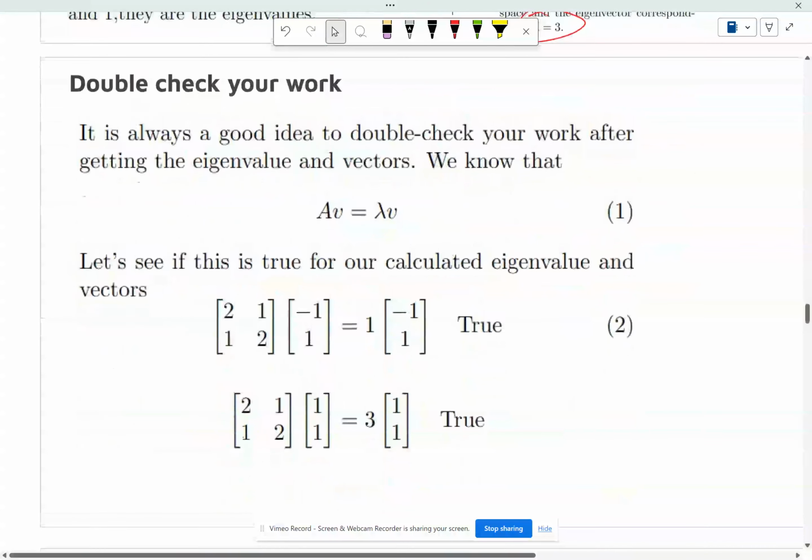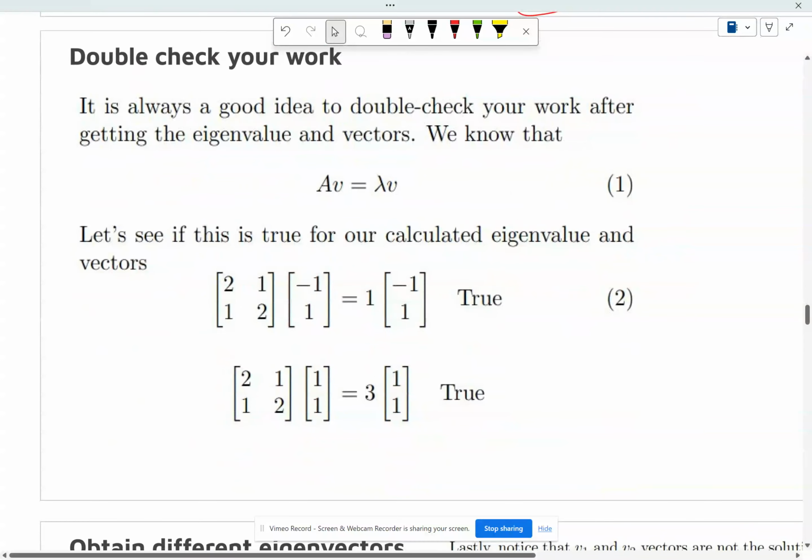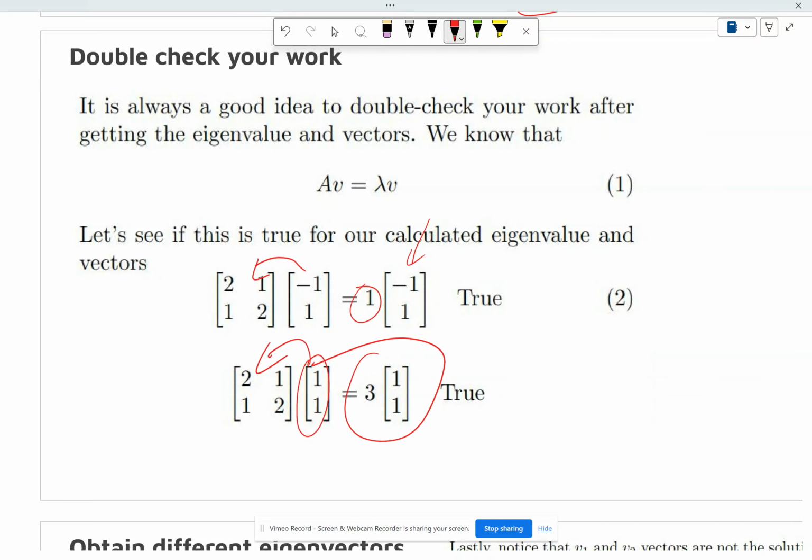Of course, we just double check our work. To double check your work, you take the eigenvector and multiply it by the matrix. It should be equivalent to the eigenvalue times the eigenvector. Multiply it, it should be equal to it. And both statements are true.